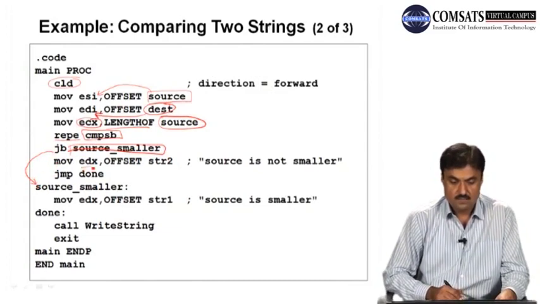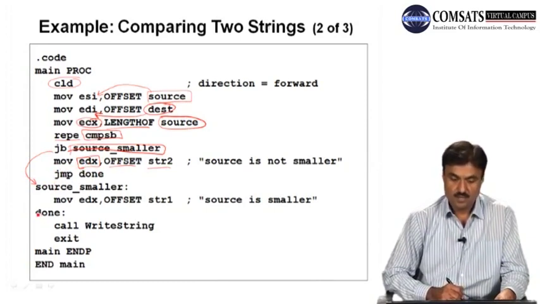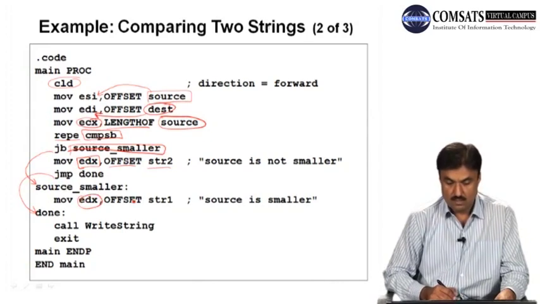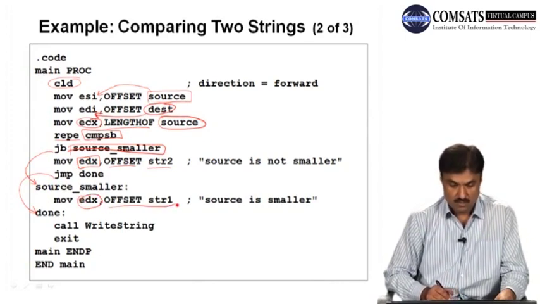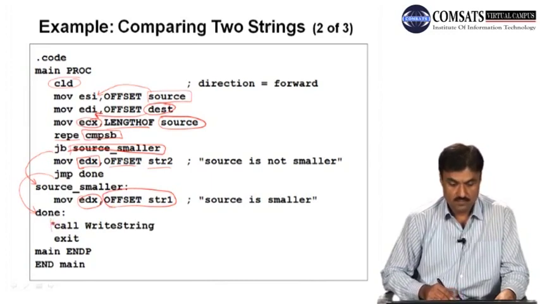Otherwise, EDX will point to the offset of string 2, and we will jump to done. EDX is the register which will print out this message. Here WriteString is the procedure that prints the message.